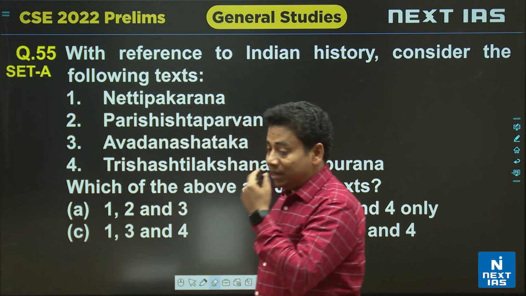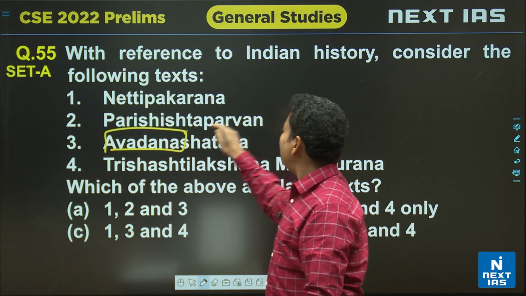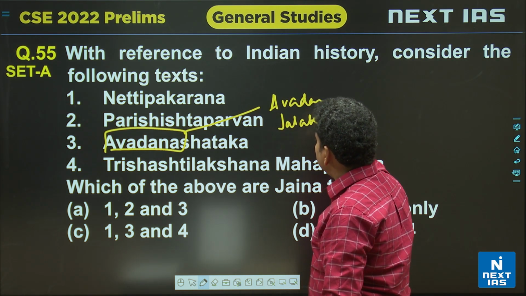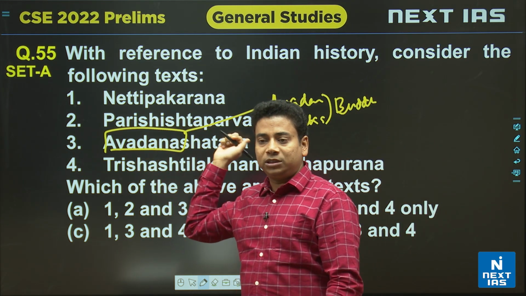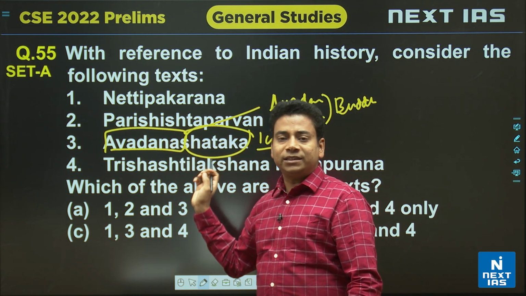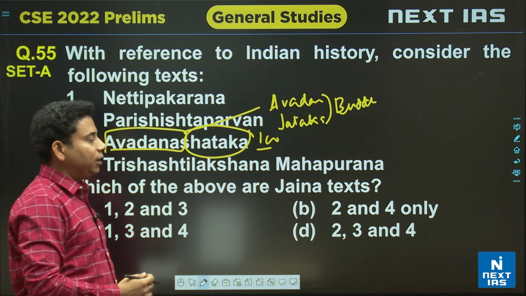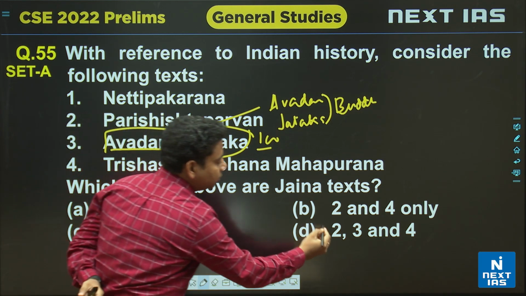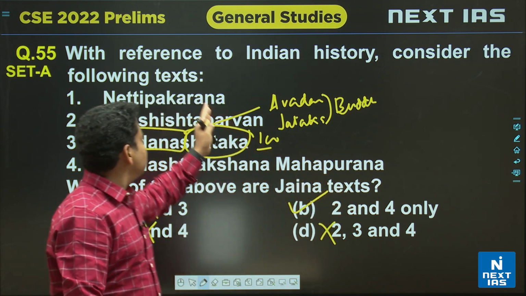In the classes we have discussed the Avadana and Jataka stories, which are related to Buddhism. So if the Avadana is related to Buddhism, then definitely Avadana Shataka is too. Shataka means 100. So basically these are noble deeds stories based on Buddhism. If you know this option, you eliminate the third one and get your answer, 2 and 4. Other than that, the Niti Prakarana is also Buddhist.